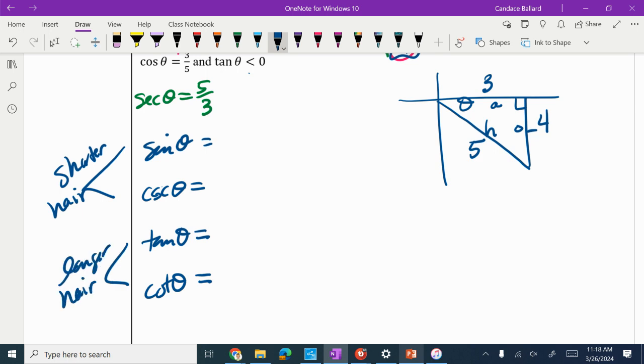Okay, we're going to share with our table partner. The person who has shorter hair, you're going to tell them what you got for sine and cosecant. The person that has longer hair, you're going to tell your table partner what you got for tangent and cotangent. All right, so talk to somebody at your table right now. Share those answers with the person with shorter hair and longer hair right now. Go.